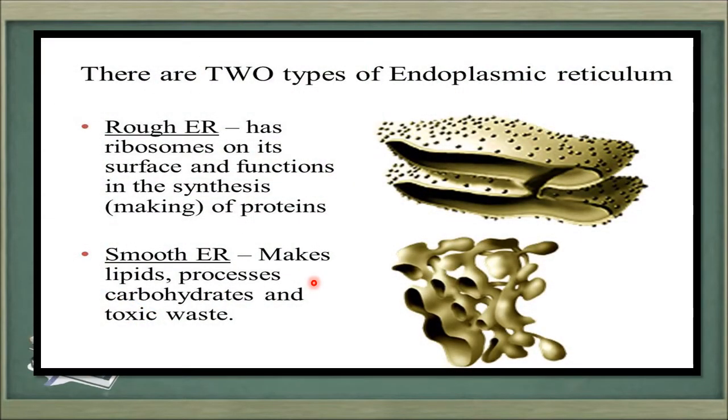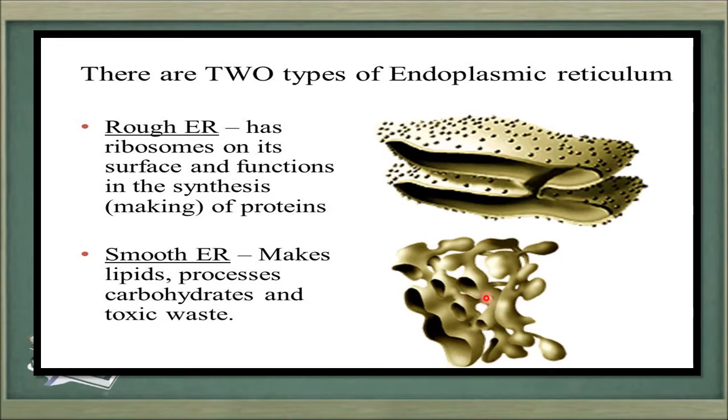Next, let's have a quick revision. There are two types of endoplasmic reticulum. Rough endoplasmic reticulum has ribosomes on its surface, and the function is synthesis of proteins. So who is actually synthesizing the proteins? It is the ribosomes who are synthesizing the proteins, and the space between the endoplasmic reticulum is going to store the proteins. Smooth endoplasmic reticulum makes lipids, processes carbohydrates and toxic waste.